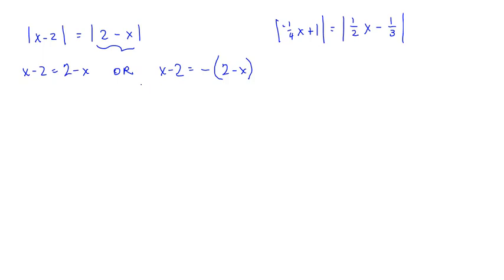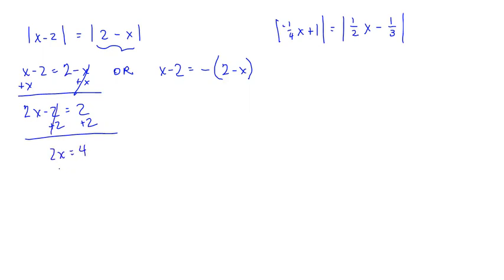Now, these are tricky, and just because you solve it and you get something doesn't mean that it works. You will need to check it. So let's add x here, add x. You're gone, and I've got 2x minus 2 equals 2. Add 2, add 2, 2x equals 4. So I have x equals 2.